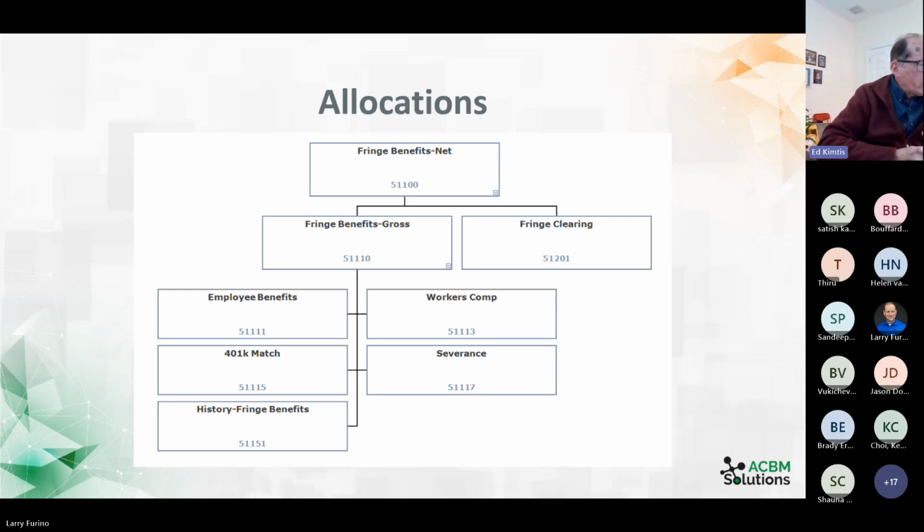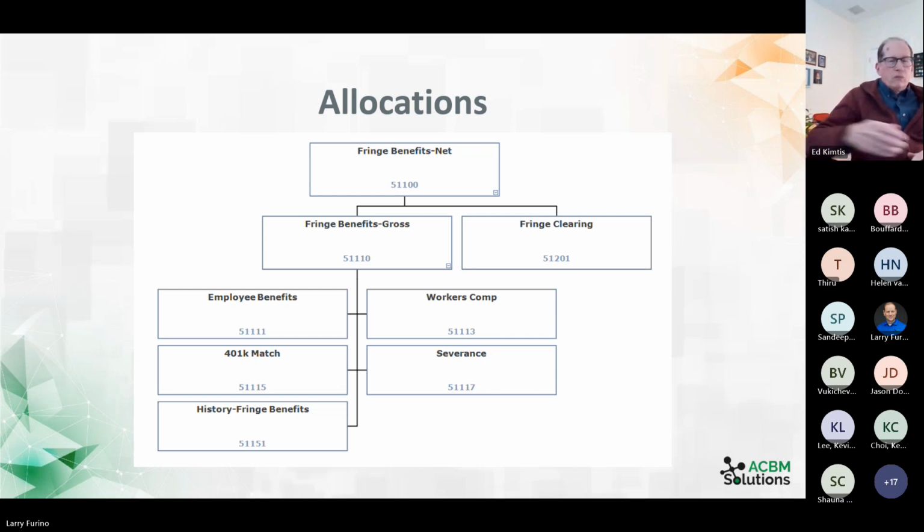We mentioned tips and tricks. Here's one example of an expense account that needed to be captured and then allocated out. So over here, we chose fringe benefits as an example. So we're capturing a bunch of employee fringe benefits posting accounts: benefits, workers' comp, 401k match, severance, and then a history account. I mentioned the history account.